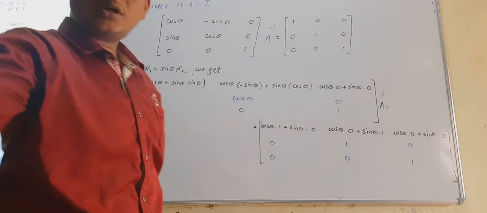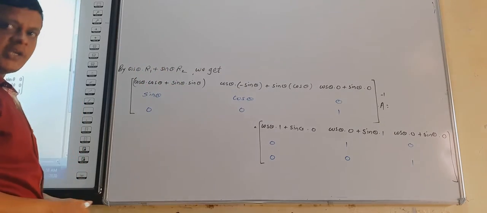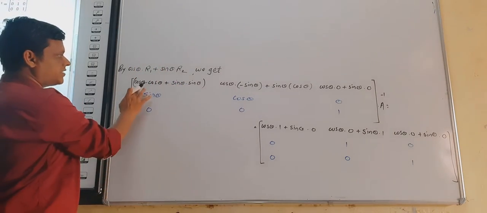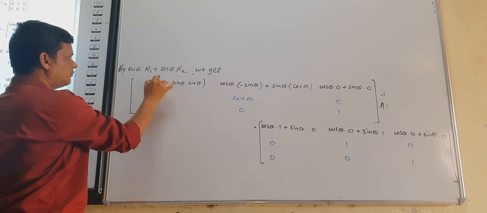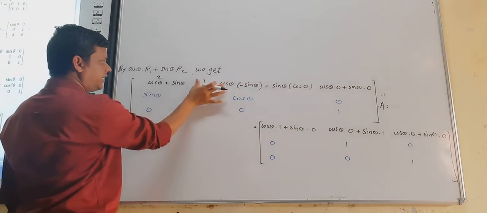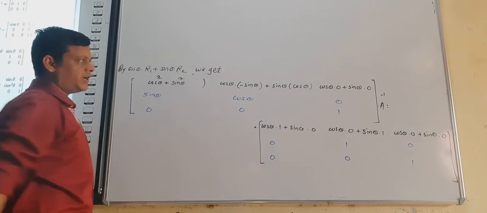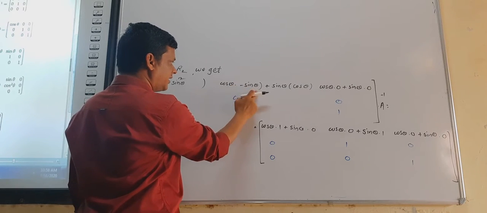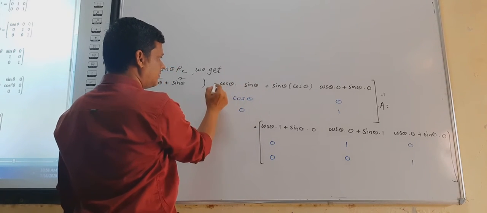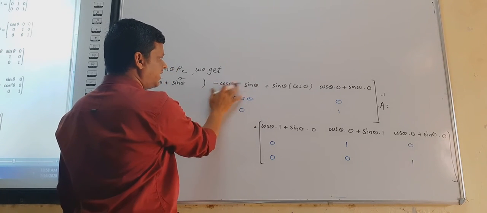Now use the identity. Now see the next step. Cos theta into cos theta, which we write cos square theta. Sin theta into sin theta, which we write sin square theta. Here cos theta into minus sin theta, that we write minus cos theta into sin theta.